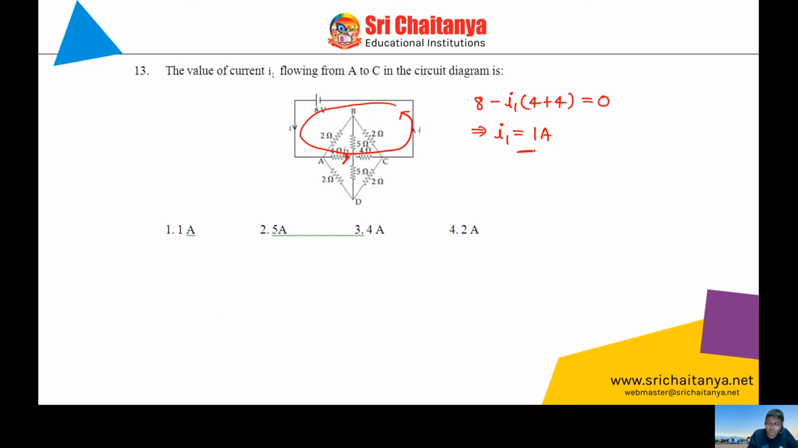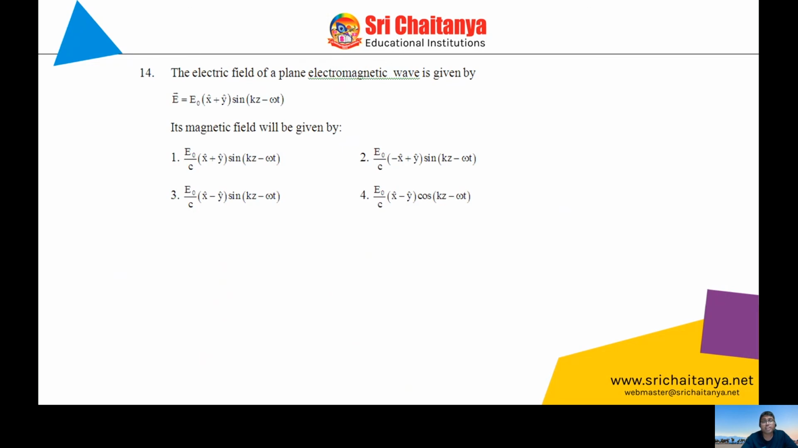So the beauty of this question lies in the fact that irrespective of what other resistances are, we can simply find out the current I1 by writing the KVL in the shown loop. So that is question number 13. Now let's move on to question number 14.